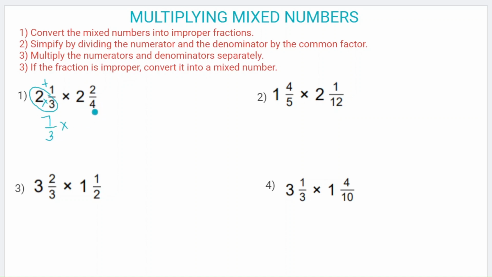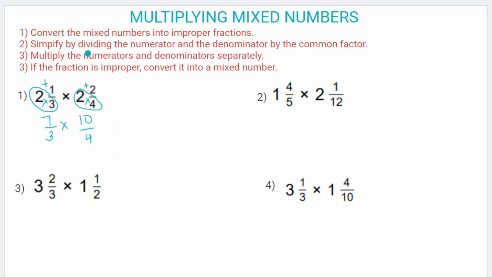Do the same with the next fraction as well. Multiply the whole number with the denominator. 2 times 4 is 8, plus 2, which is 10. Keep the denominator same, which is 4.